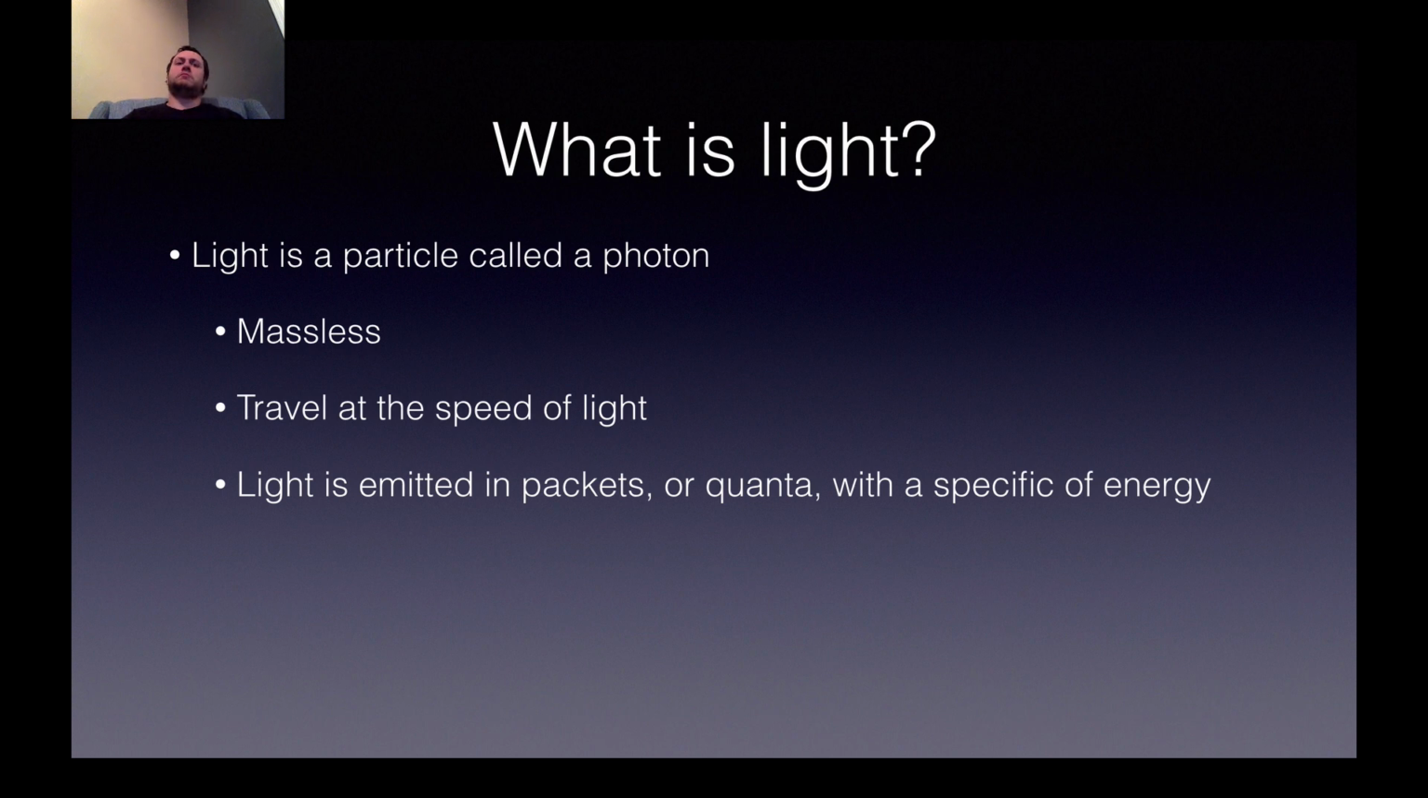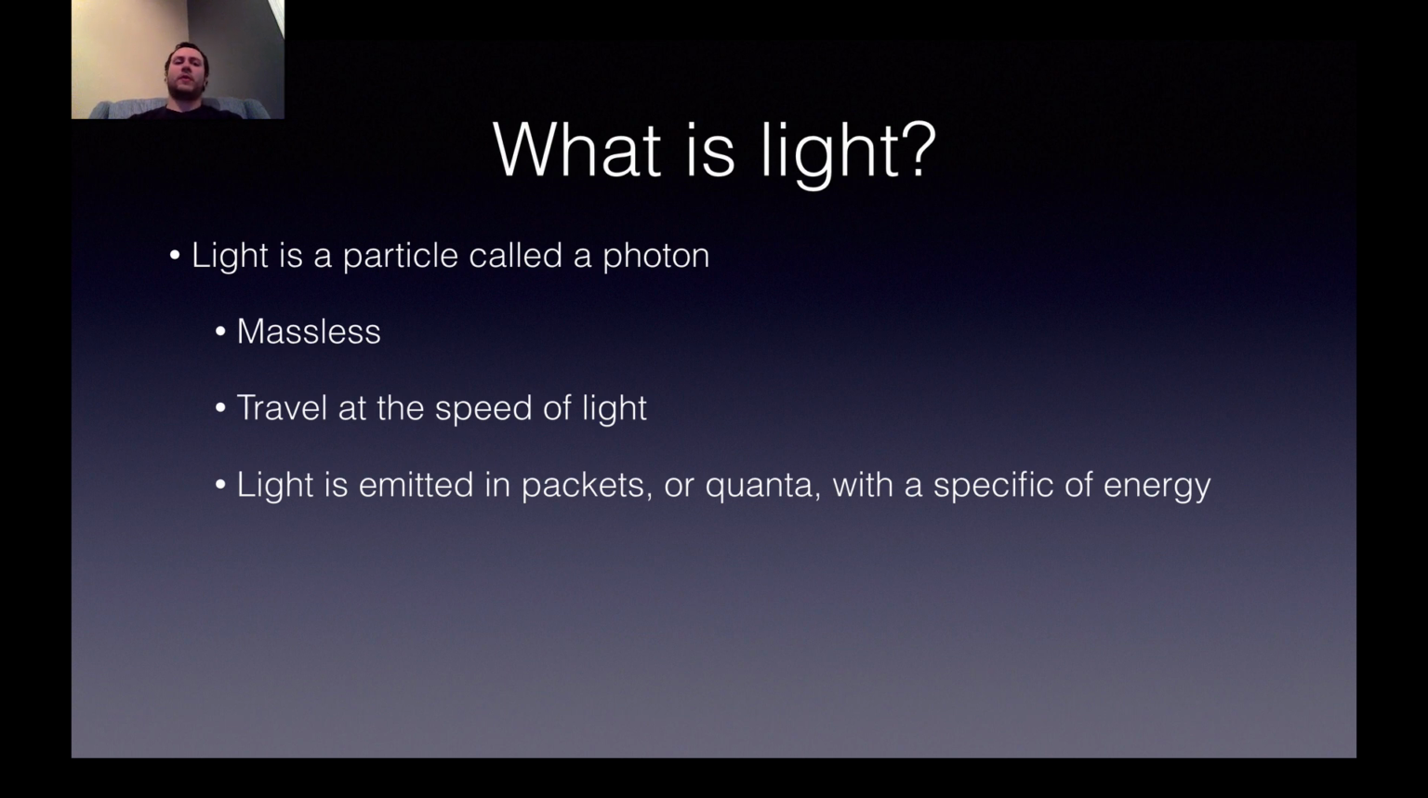Or light could be a particle. So we've got a wave or a particle. When we treat light as a particle, we call it a photon, right? Photons are massless, which is weird because they have momentum. They travel at the speed of light, which makes sense because we're talking about light speed here.